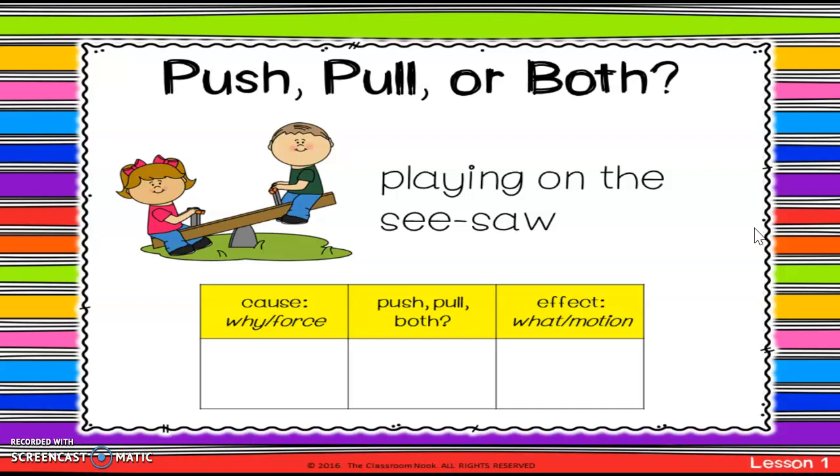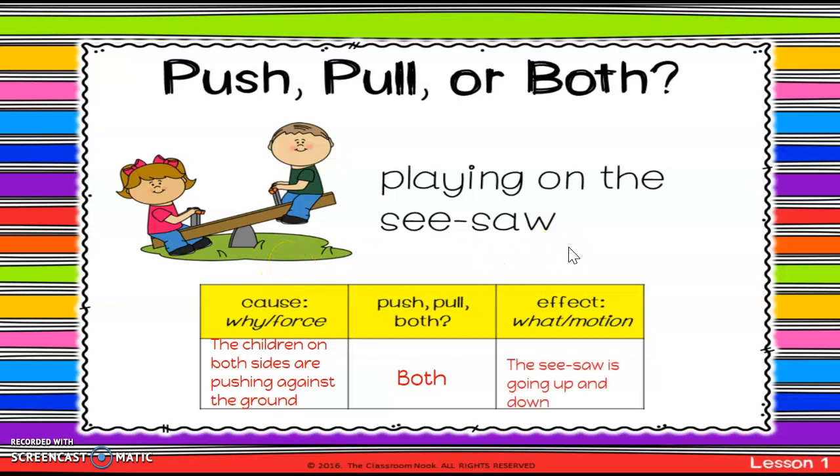What about if we're on a teeter-totter or a seesaw? Let's see, if I push against the ground, then that's going to make me go up. So, it says both. Let's see, if I push against the ground, then gravity is going to pull me back down. So this is an example of both. When I go up, I'm pushing. When I go down, I'm being pulled back to the ground or pushed by the other person. So the seesaw goes up and down.